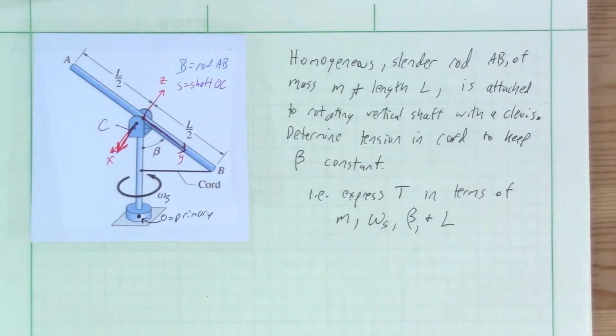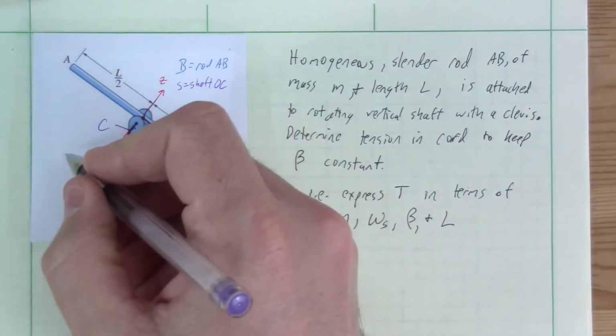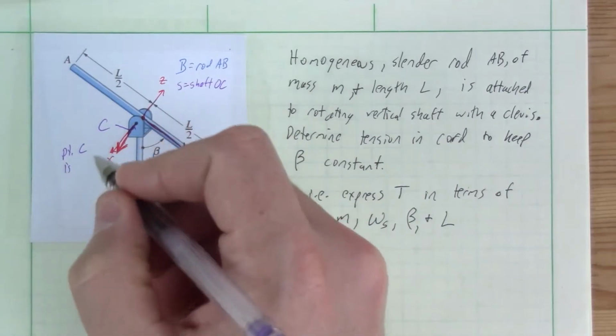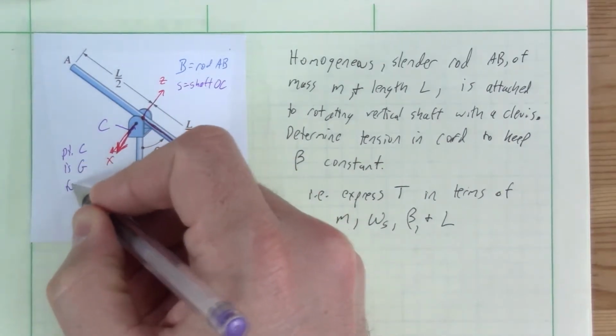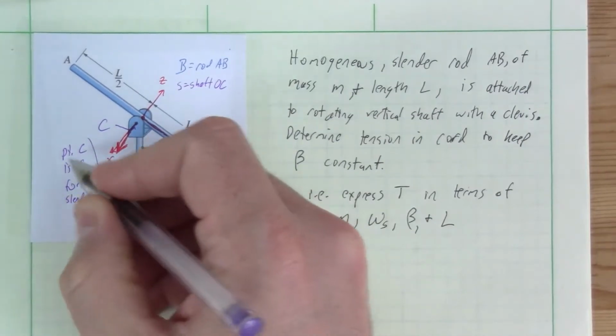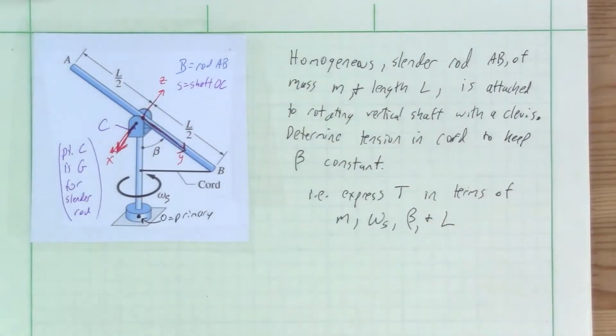Now, let me make that one point. That point C here, this might show up later. Point C is the G for the slender rod. So we might refer to the moment of inertia as G for the rod, and those are the same. Okay, what else are we doing? Okay, this is okay.